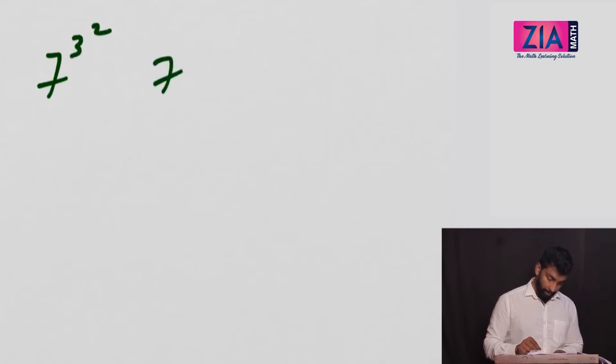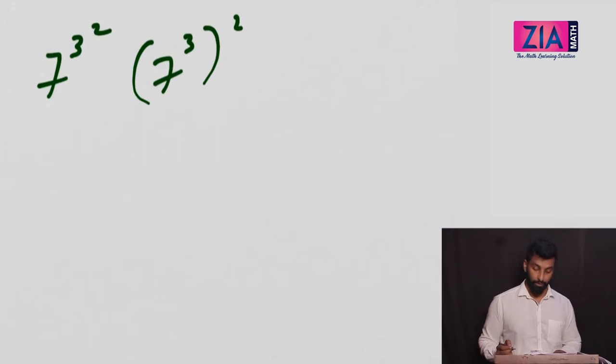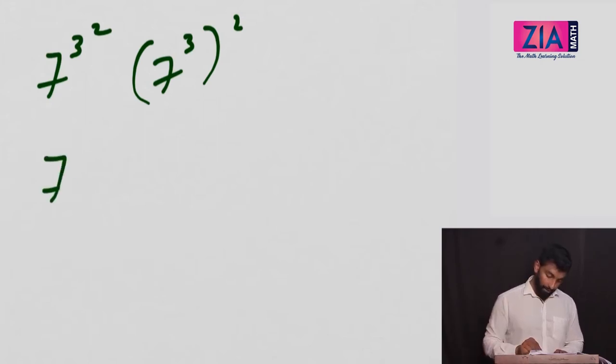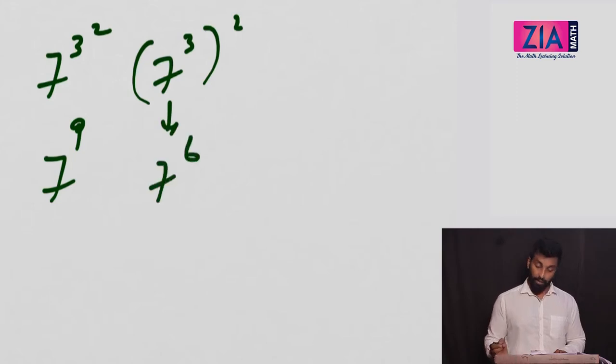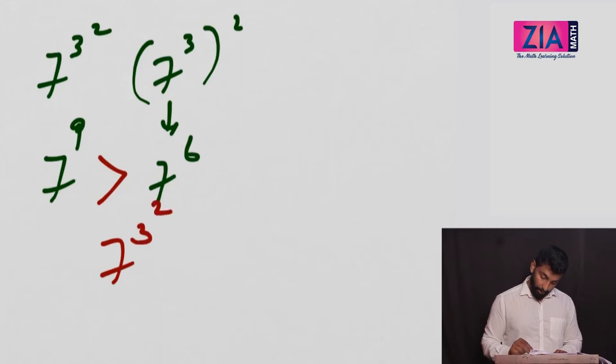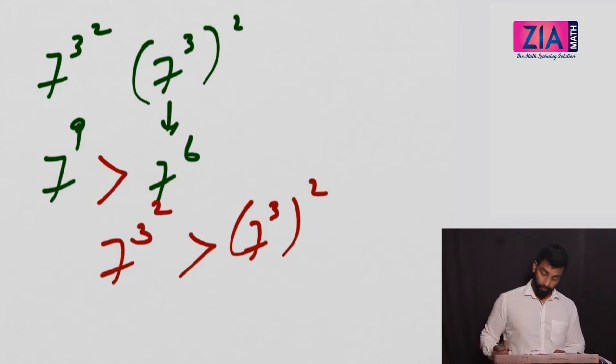Now in this question you need to see what is 7 raised to 3 square and 7 raised to 3 into 2. So what is this? 7 raised to 3 square is basically 7 raised to 9. What is this? This is 7 raised to 6. So from this clearly you can understand this is greater, right? So 7 raised to 3 square is greater than 7 raised to 3 into 2. So what is the answer? B is the answer.